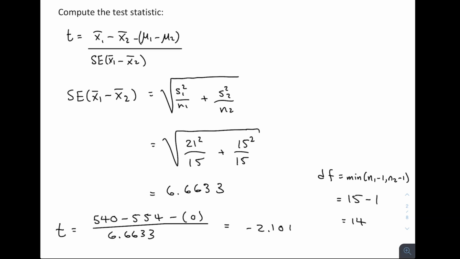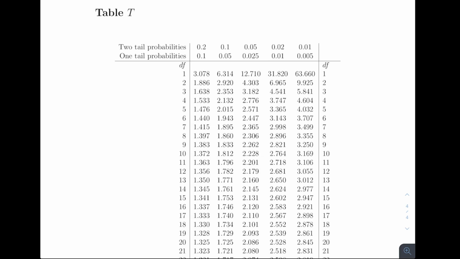The p-value is found by looking up our test statistic on the 14th row of the table T. I've pulled up table T, now let's look up our test statistic. The degrees of freedom is 14, so we'll be looking up our test statistic on the 14th row. Our test statistic is negative 2.101, and this is a two-tailed test, so we look up positive 2.101, which is in here, in between 1.761 and 2.145.